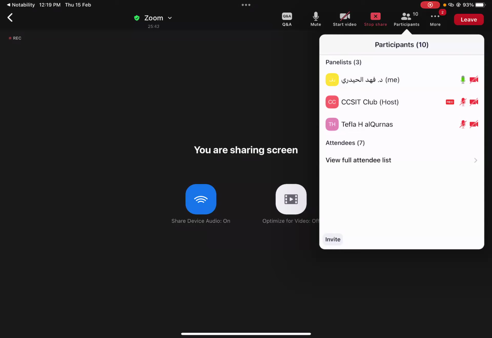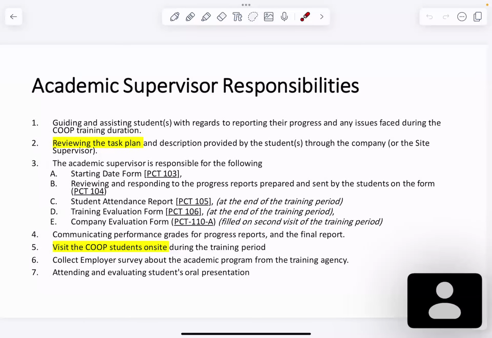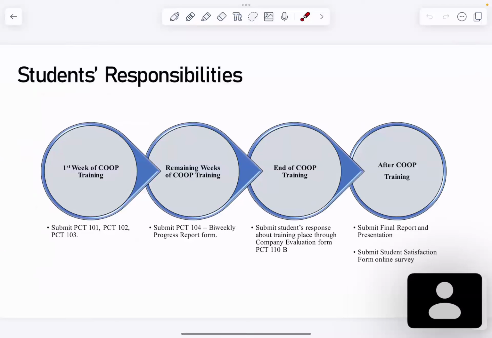Okay, so then I'll go on, since there is no question. Now, these are your responsibilities. I think you are aware of these things from the previous sessions given during this week.